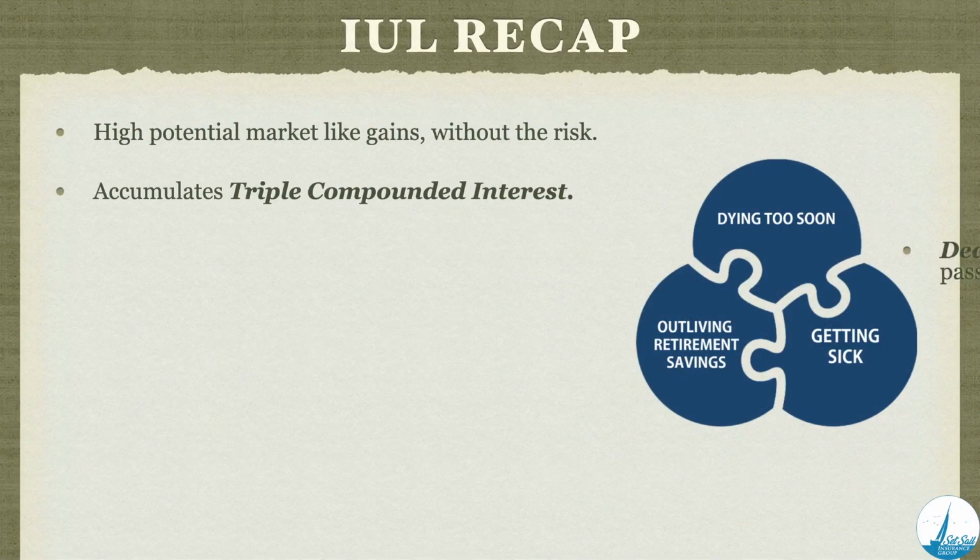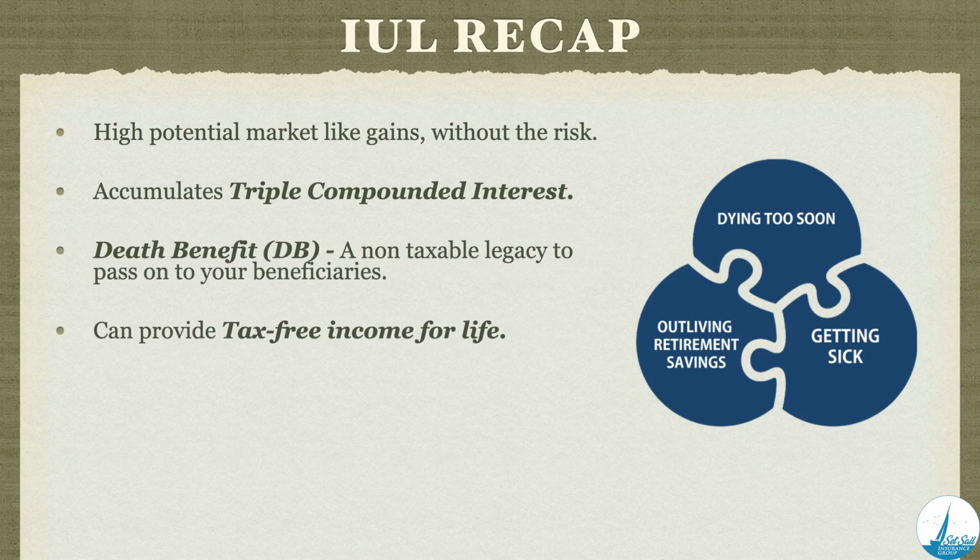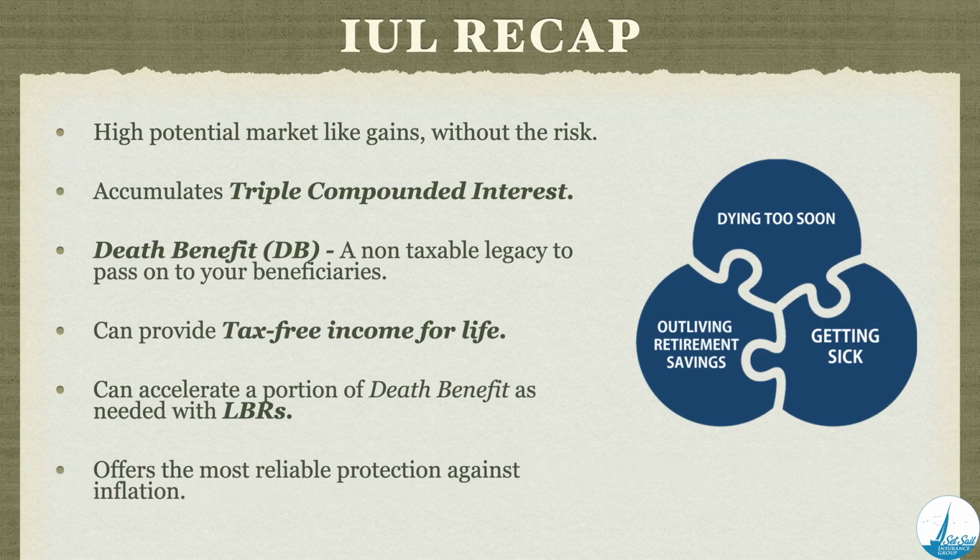So for a little IUL recap, they have high potential market-like gains without the risk. They accumulate triple compound interest. You have your death benefit, which is a non-taxable legacy to pass on to your beneficiaries. They can provide tax-free income for life. You can accelerate a portion of your death benefit as needed with your living benefits riders, and offers the most reliable protection against inflation.